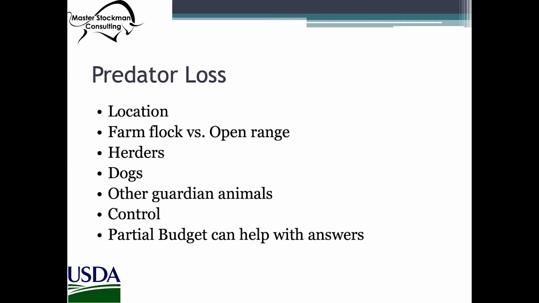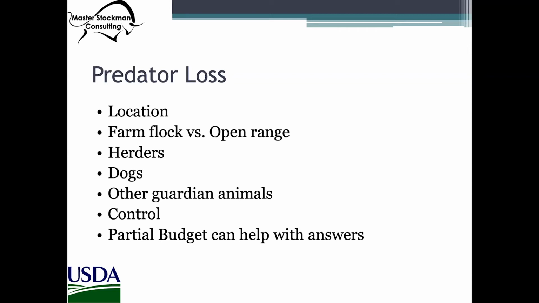Another question often is predator loss, and it can be location, farm flock versus open range, shed versus open range, herders, dogs, other guardian animals, control. Again, the partial budget can really help with this.